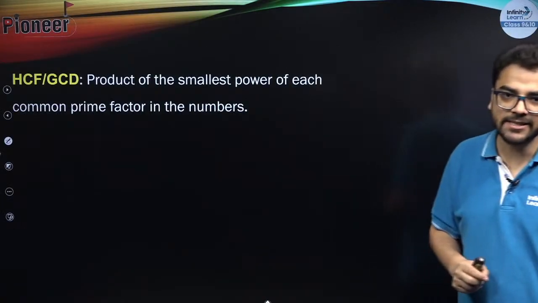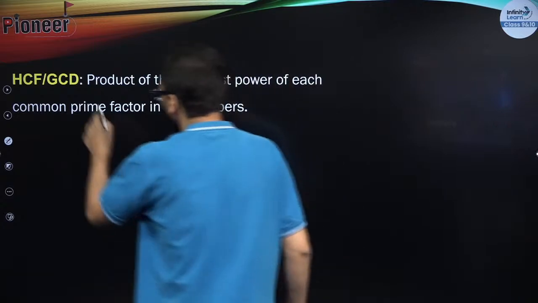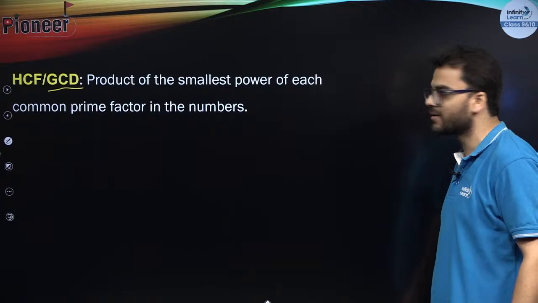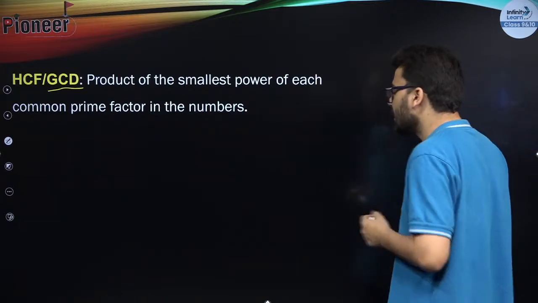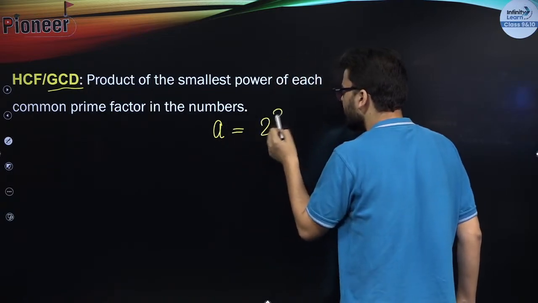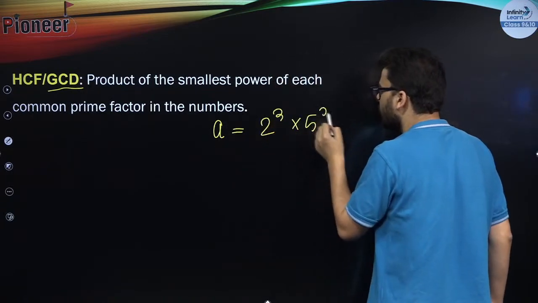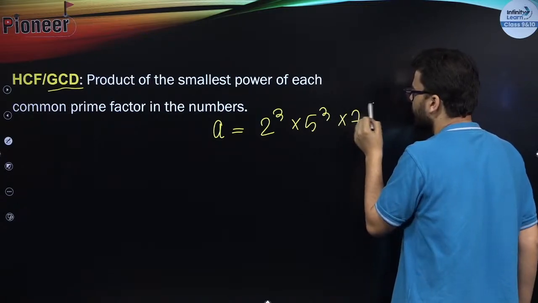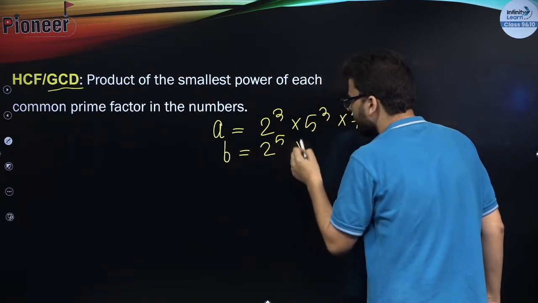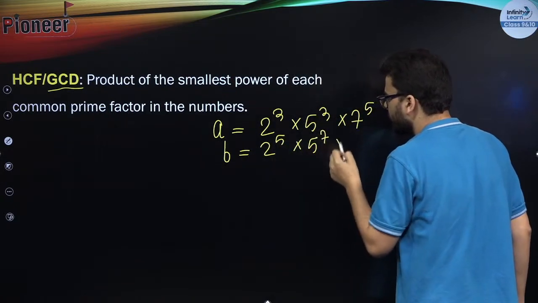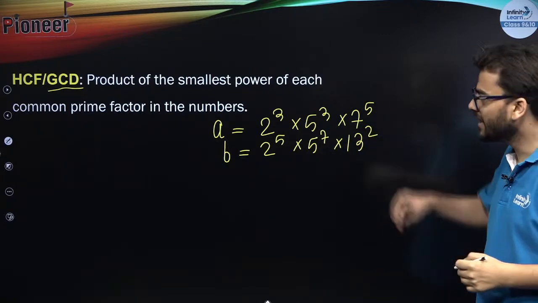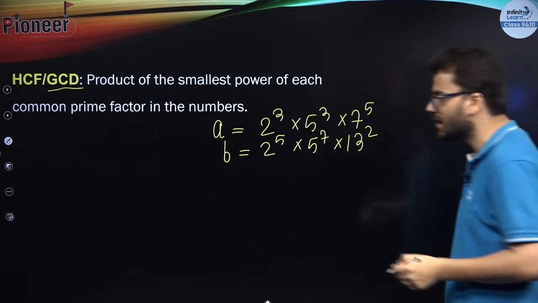Now we need to see HCF, or highest common factor, or greatest common divisor. It is the product of the smallest power of each common prime factor in the numbers. For example, I am taking the prime factorized form of a number, suppose it is something like this. And suppose another number is something like this, also in the prime factorized form. So we have to find the HCF of these two numbers. What will be the answer over here?